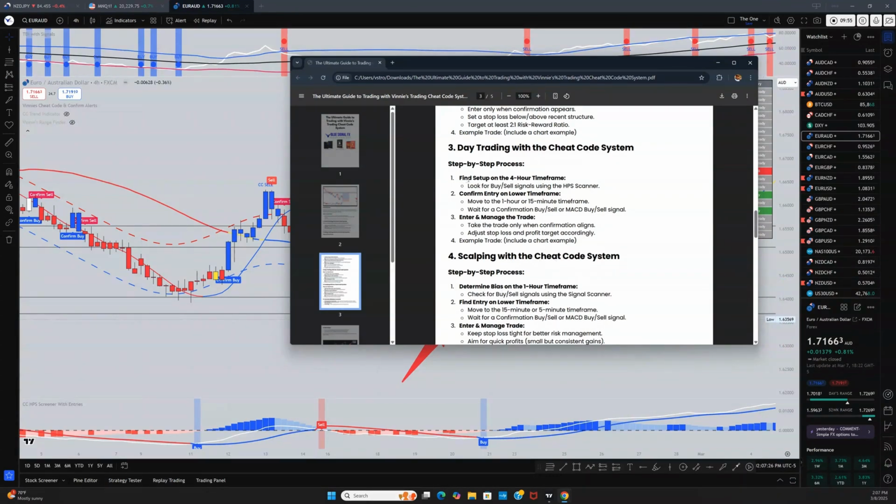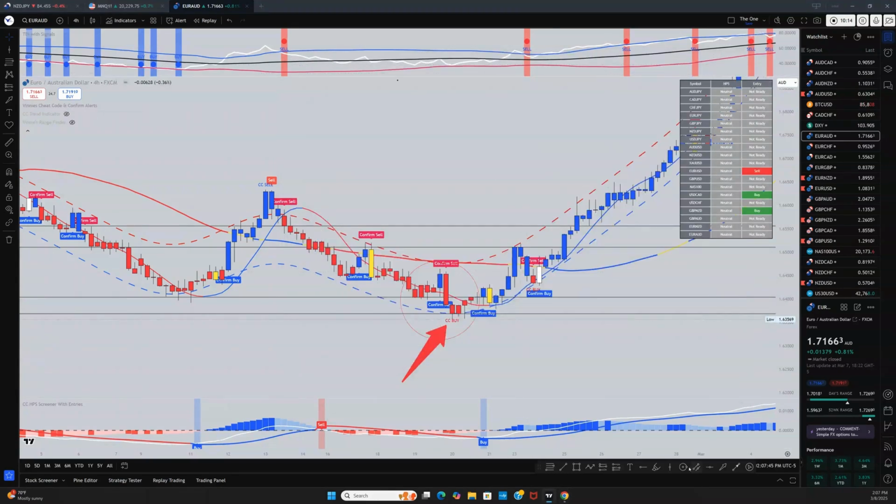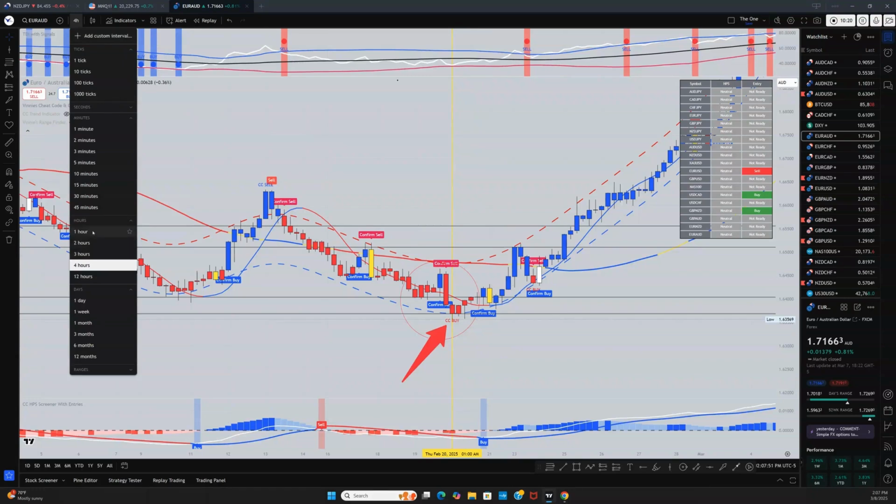So we find a setup on a 4-hour time frame. We look for a buy or sell signal, which is a cheat code buy or sell signal. And then we move to a lower time frame for our entry. So move to the 1 hour or 15-minute time frame to look for an entry. Okay, so let's go ahead and mark this off so we can find it easily on a lower time frame. So let's go to the 1 hour time frame for our entry.